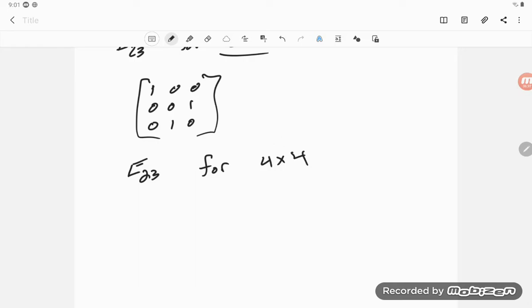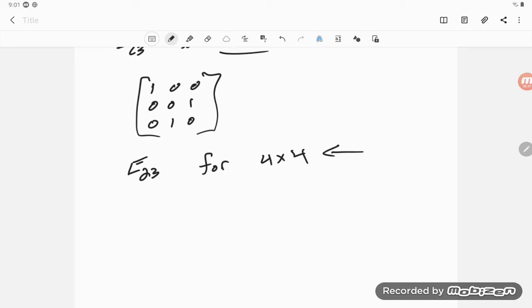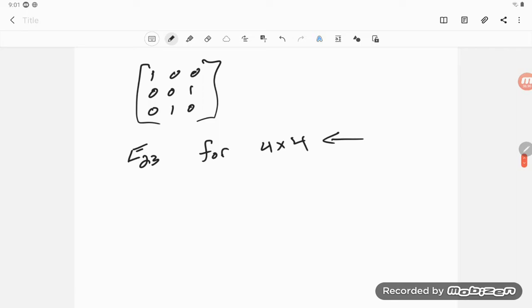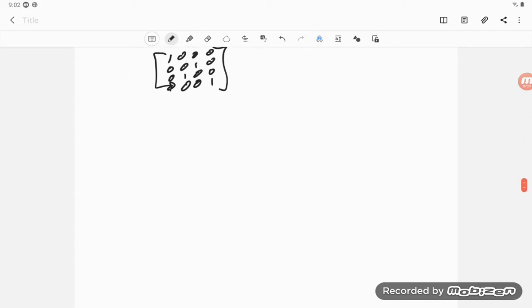I was going to say 4 by 5, but the matrix itself, the E, is always square. I can apply it to a 4 by 5 matrix, but the identity is always a square matrix, and so we would have our 1 0 0 0. Again, then swap the third row and the second row, and then the last row is 0 0 0 1. Okay, so that is 1, interchanging rows.